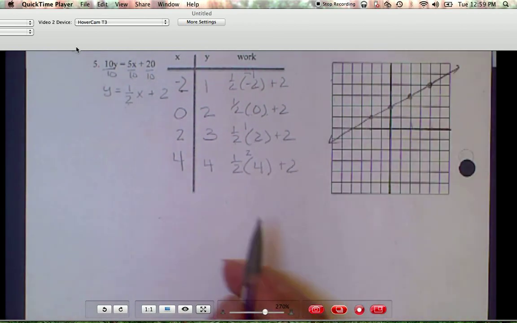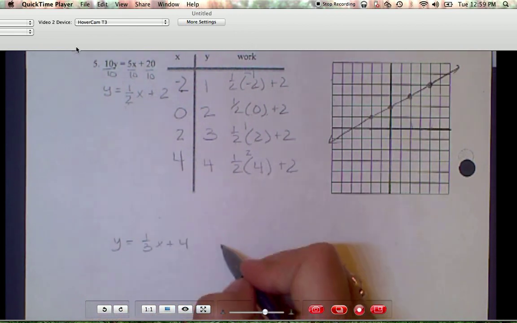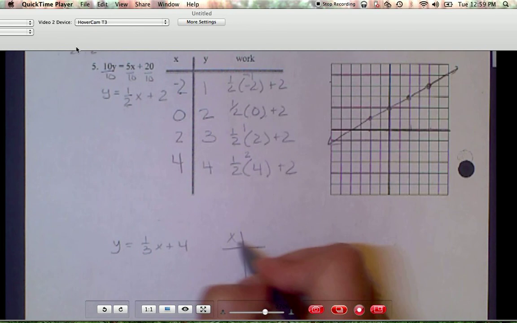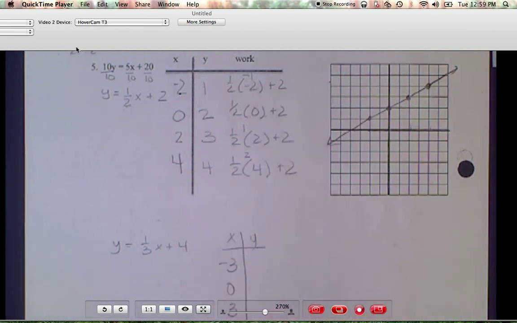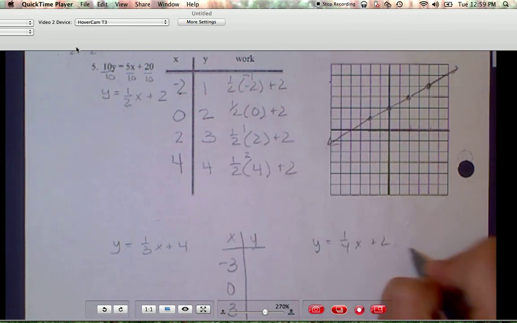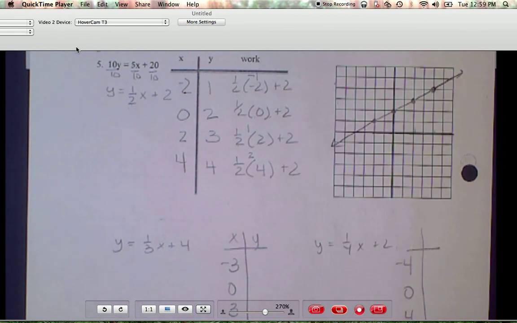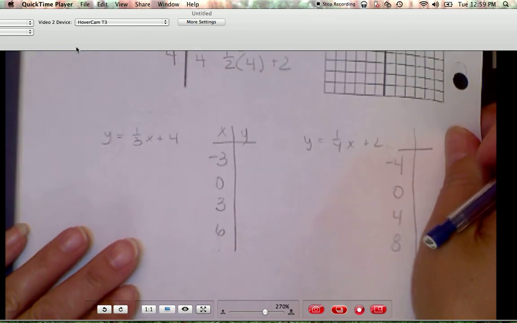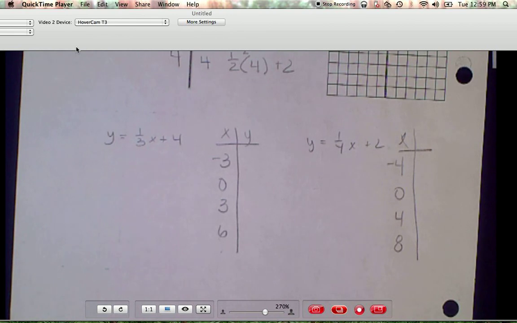Okay. Now, if you had, say, y equals 1/3 x plus 4, then your multiples for your table would be -3, 0, 3, and 6. If you had y equals 1/4 x plus 2, then your values would be -4, 0, 4, and 8. So whatever that denominator is, those are the multiples that you're going to be choosing here for your domain or your x values. Okay?